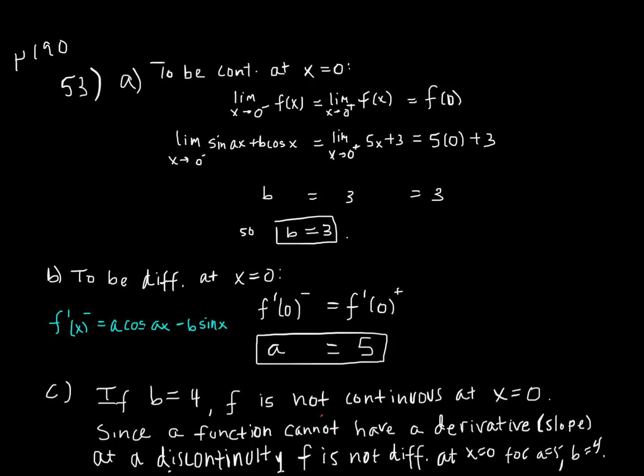Part C is a little tricky. Go ahead and read through this, but basically it's reminding you that if a function is not continuous at a certain point, then it cannot be differentiable. Remember that if something is differentiable, then it must be continuous, which means that if something is not continuous, then it will not be differentiable.